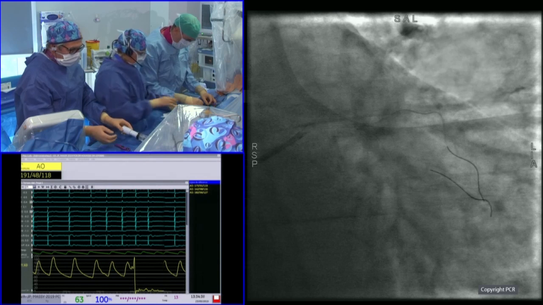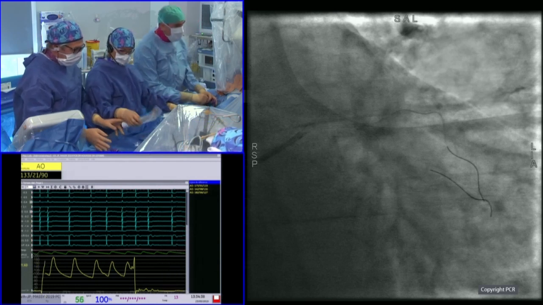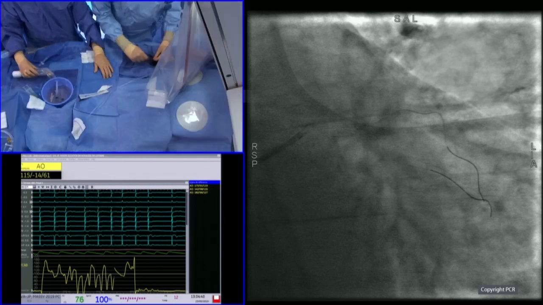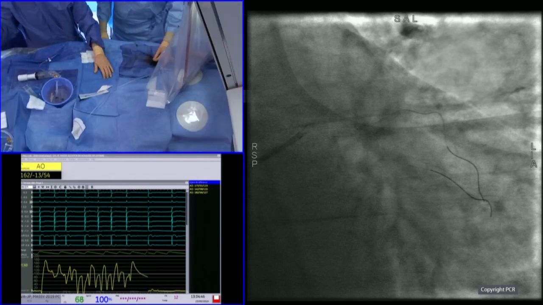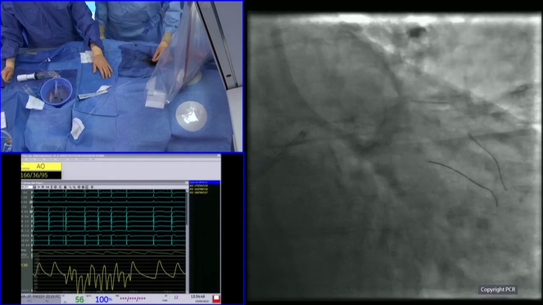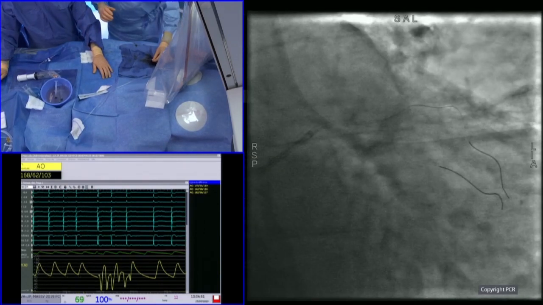So now Thomas will post-dilate at least the proximal part of the stent, just before the carina, with a 4.5. Okay. We can make an angio before the POT, if you want.